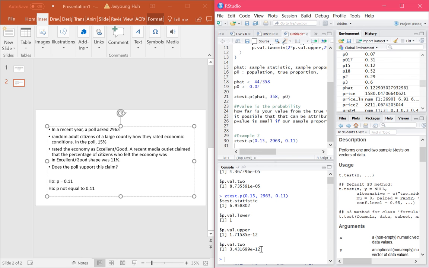And so we would look at this p-value, and we can see that it's really small. So we can reject the null and conclude that we have enough evidence to say that the percentage of citizens who felt that the economy was in excellent or good shape is not equal to 0.11.